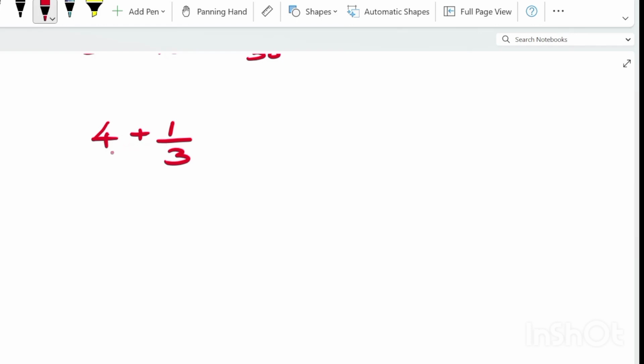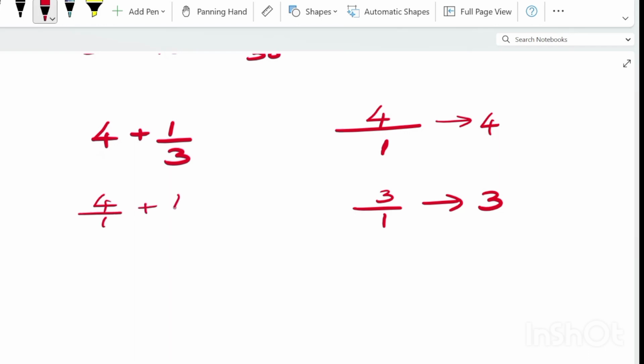So in this case, what you have to do is that if there is no number in the denominator, what does it mean? It means that there is 1 in the denominator. Like 4 by 1 can be written as 4. Okay, 3 by 1 can be written as 3. So what does this 4 mean? 4 means that it's 4 by 1 plus 1 by 3, right? The denominator of 4 is 1 and the denominator of 1 by 3 is 3.